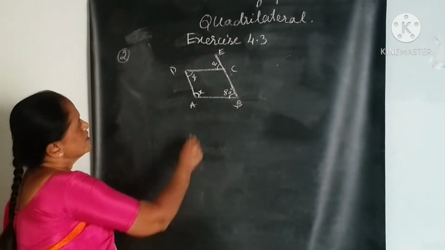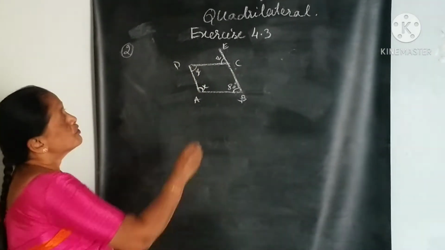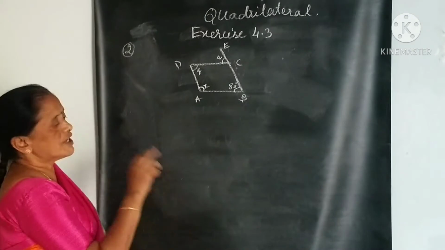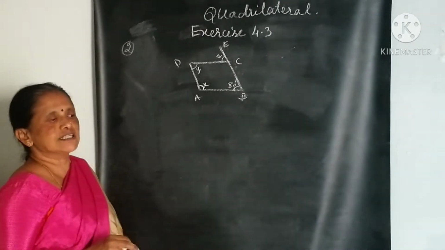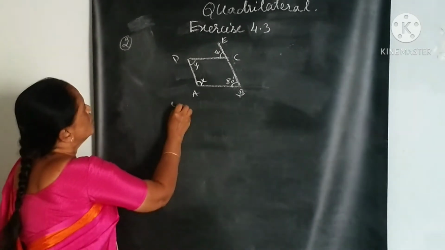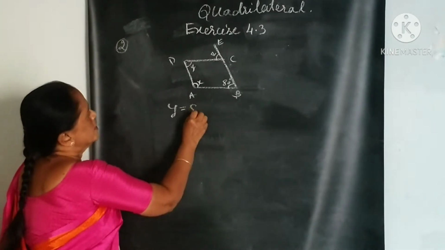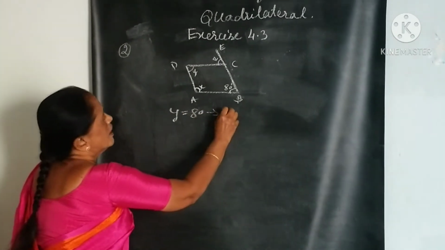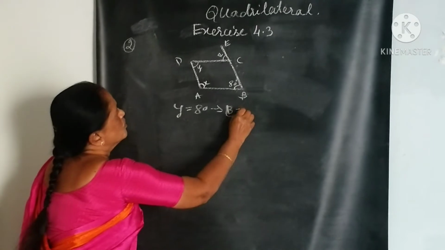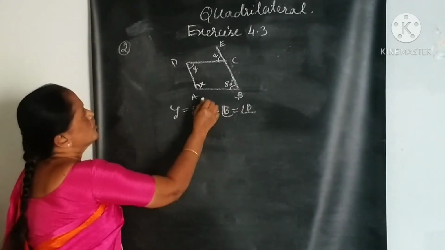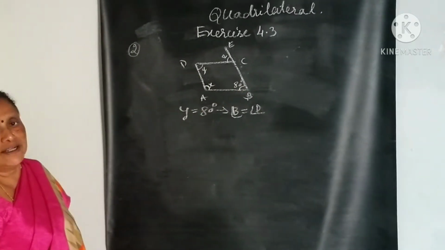In this figure, ABCD is a parallelogram. How to find angles X, Y, Z? We already know that opposite angles are equal in a parallelogram. So, Y is equal to 80 degrees. Why? Because angle B is equal to angle D. Therefore, Y is equal to 80 degrees.